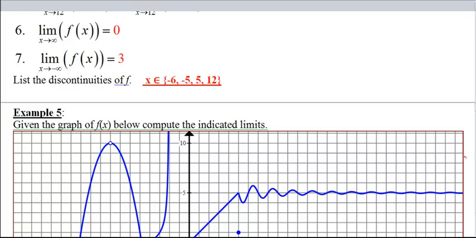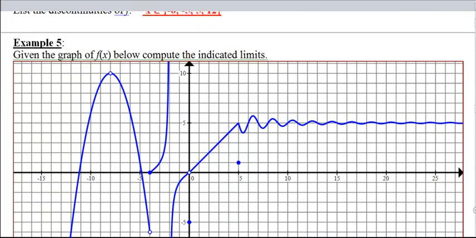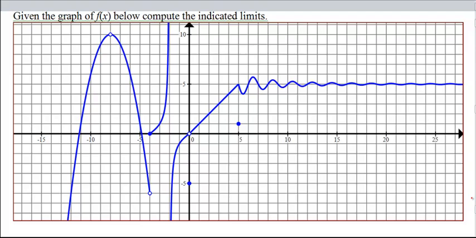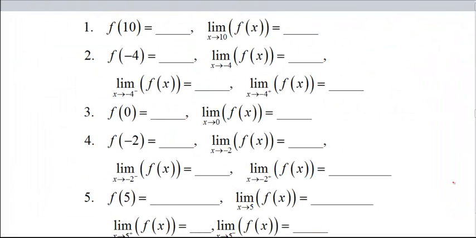Alright, let's do another example like this. Okay, so once again, I'm going to show you the graph briefly. Then we're going to look at the things where we want the limits. So again, jot these down.